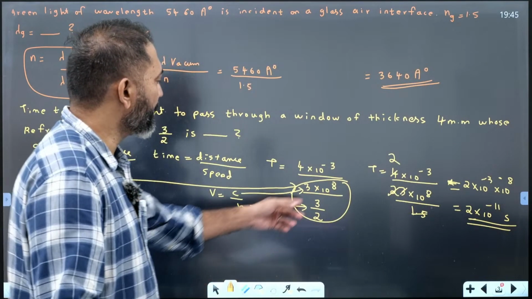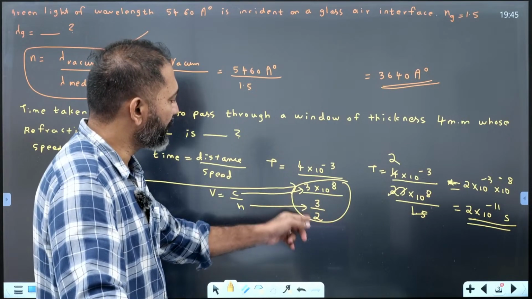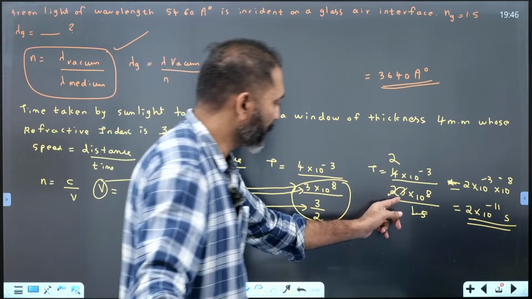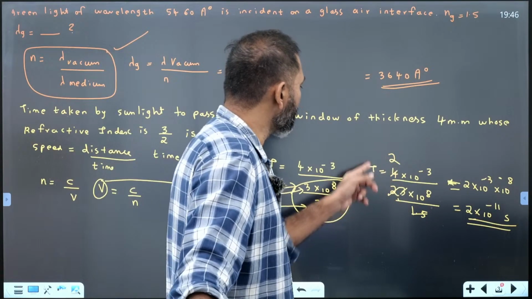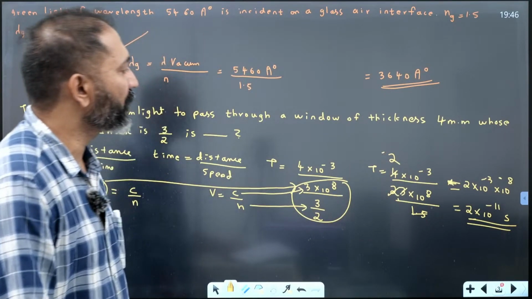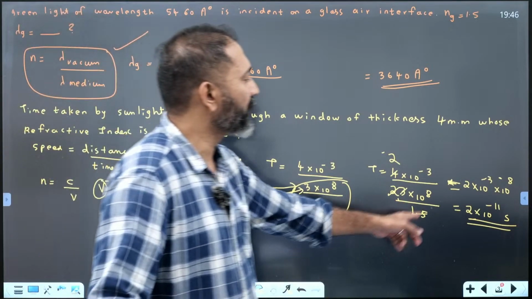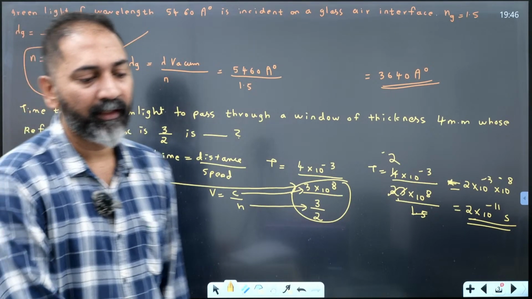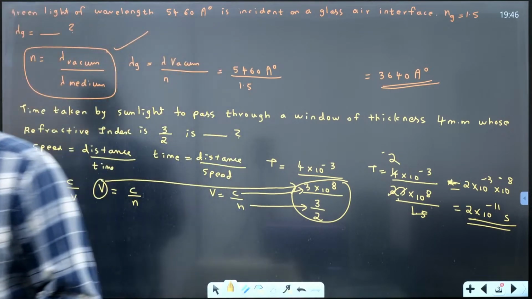Pay attention there: 3 into 10 raised to 8 by 3/2. What is 3/2? 1.5. 3 by 1.5 is 2. Then that 2 cancels with the denominator 4 and there will be 2 left in the denominator. So 2 into 10 raised to minus 3, then 10 raised to 8 goes to the numerator, it becomes 10 raised to minus 8. So the answer is 2 into 10 raised to minus 11 seconds.